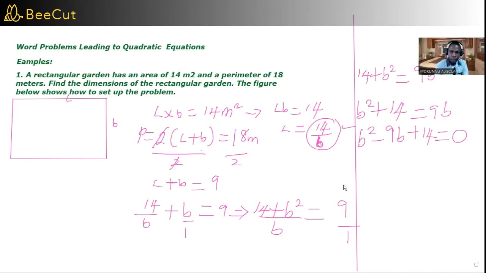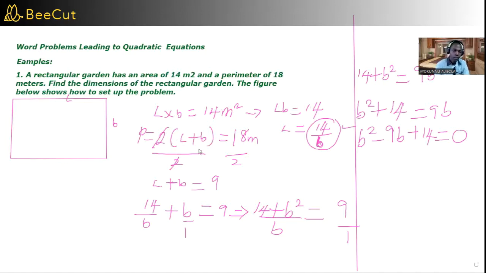Now, what we're looking at again is problems leading to quadratic equations, and we have some questions. We have a question here which reads: a rectangular garden has an area of 14 meters square and a perimeter of 18 meters. So your job is to find the dimensions of the rectangular garden, and it says the figure below can show how to set up the problem. The figure is a rectangle, length times breadth, which is the area, is 14 meters square from the question, and that means LB is 14.